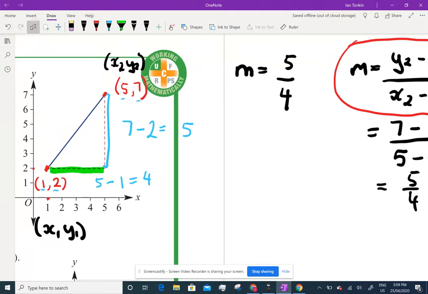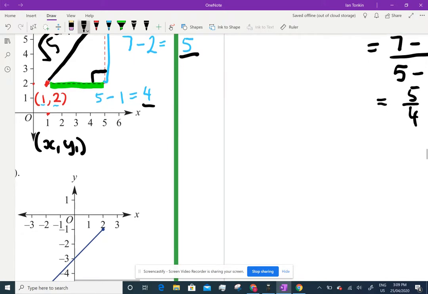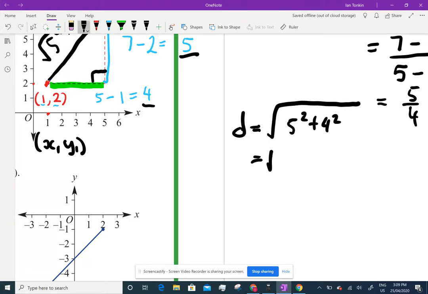Now let's go back to this triangle. Essentially, I want to find the distance from here to here. Well, how can I find that? I'm very lucky, I've got a right-angled triangle. And using Pythagoras' theorem, that's just going to equal the square root of this squared, 5 squared, plus this squared, 4 squared. So the distance will equal the square root of 5 squared plus 4 squared, which is the square root of 25 plus 16, which equals the square root of 41.